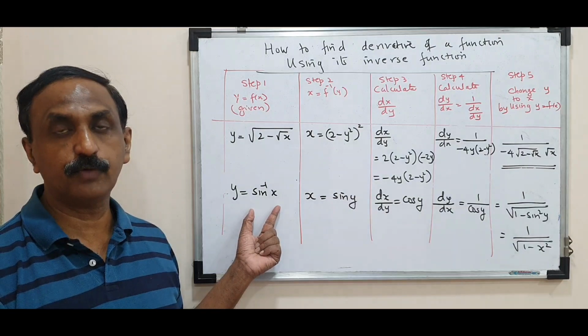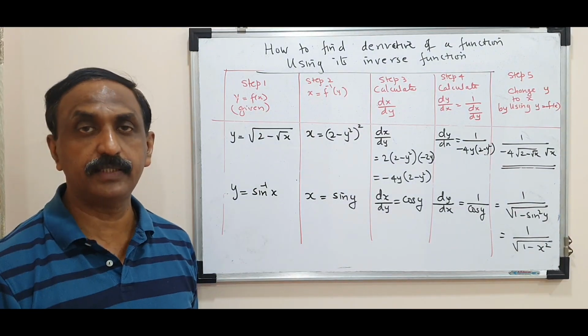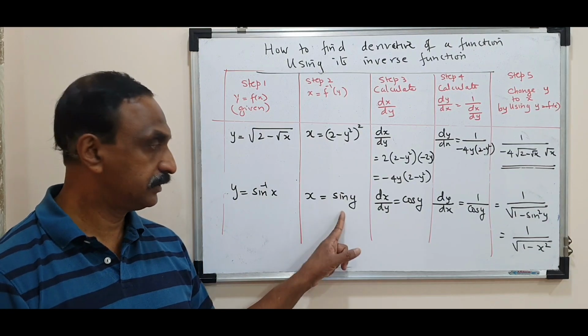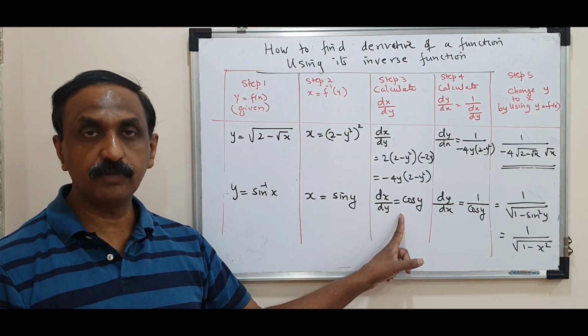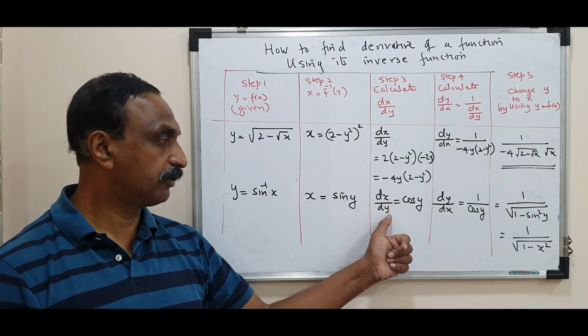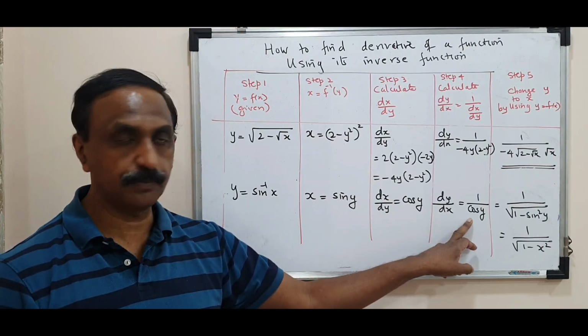But there are functions, for example, sin inverse x, where I do not know how to find the derivative. So what is the method I adopted? I made x the subject. Then what I did? Differentiated with respect to y. And we know that the derivative of the inverse function and the derivative of the function are reciprocal. So I took the reciprocal.